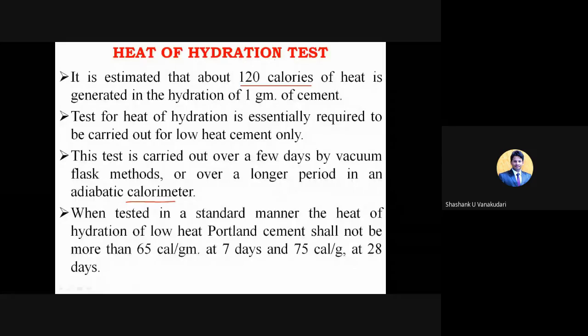These are the instruments used to measure how much heat of hydration is liberated. When tested in the standard manner, the heat of hydration of low heat Portland cement shall not be more than 65 calories per gram for 7 days, and after 28 days it should not be more than 75 calories per gram for the same cement paste.